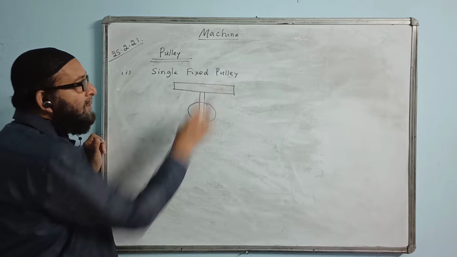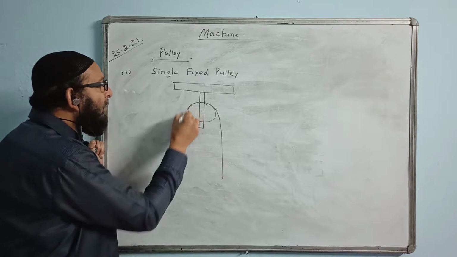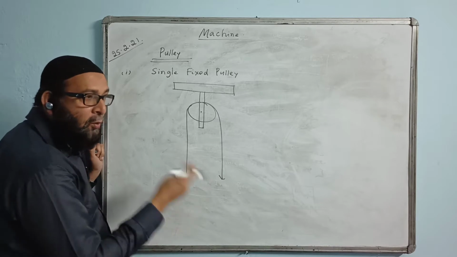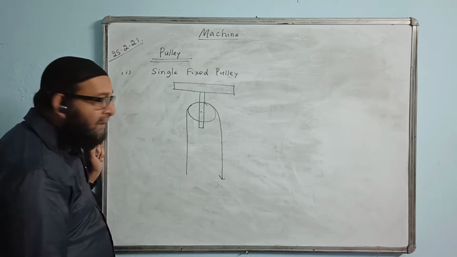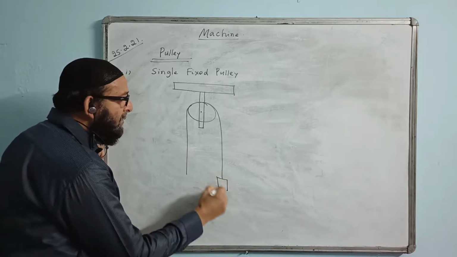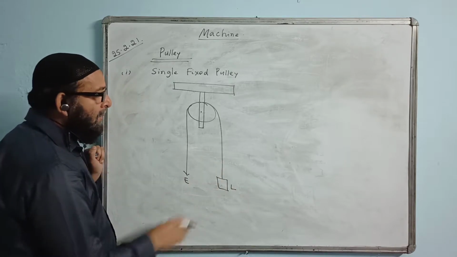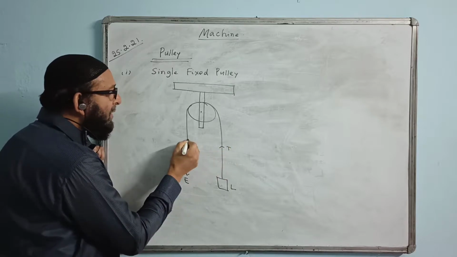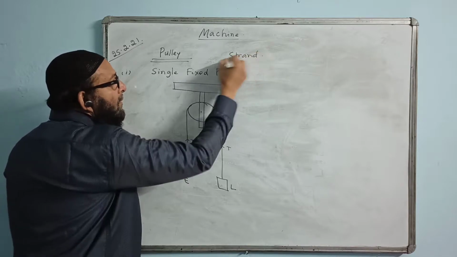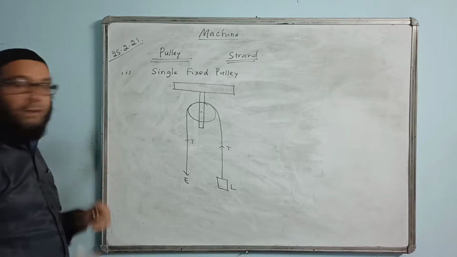The axis is supported by a rigid support. We will be rotating the pulley with the help of material. That material is called strand. It can be string, thread, rope, chain, or cable, depending upon the type of load we are lifting. Suppose on one side we are keeping the load and on the other side we are applying the effort to lift the load. We will mark the force of tension in the string like this. We use the word strand. Strand is the material used for rotating the pulley and to lift the load.